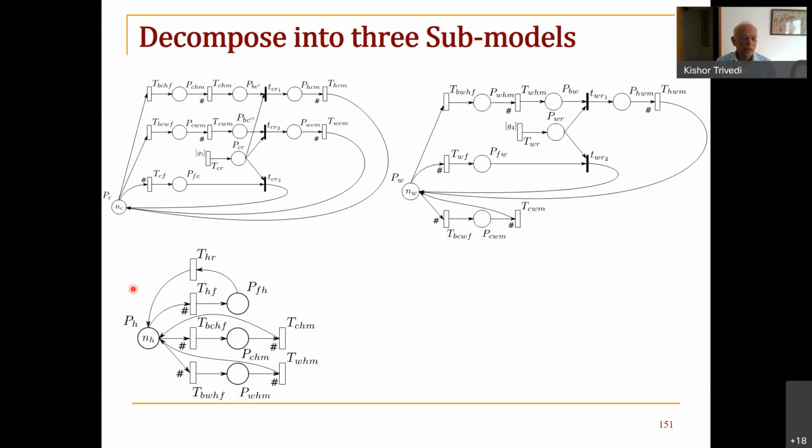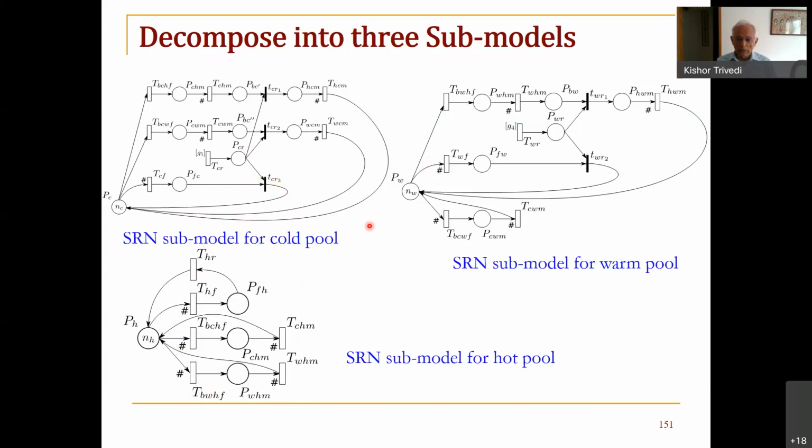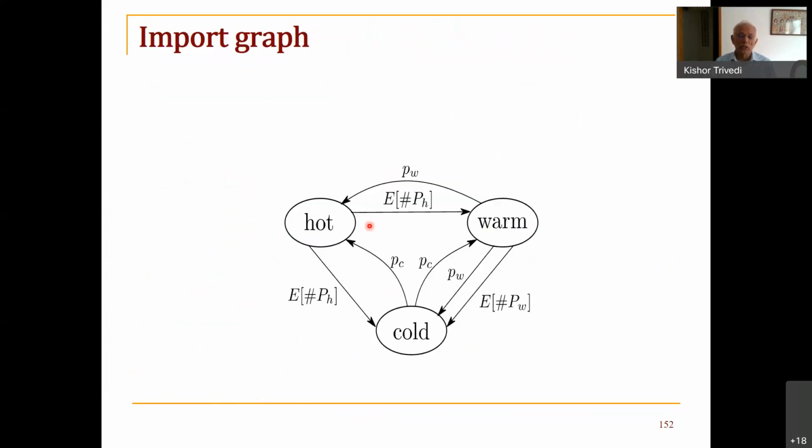One for the hot machines model, another is the warm machine model, and a third is a cold machine model. But these are not independent. They actually communicate with each other, and we have indicated that by additional places and additional transitions and some guard functions, and their intercommunication is now given by this import graph.